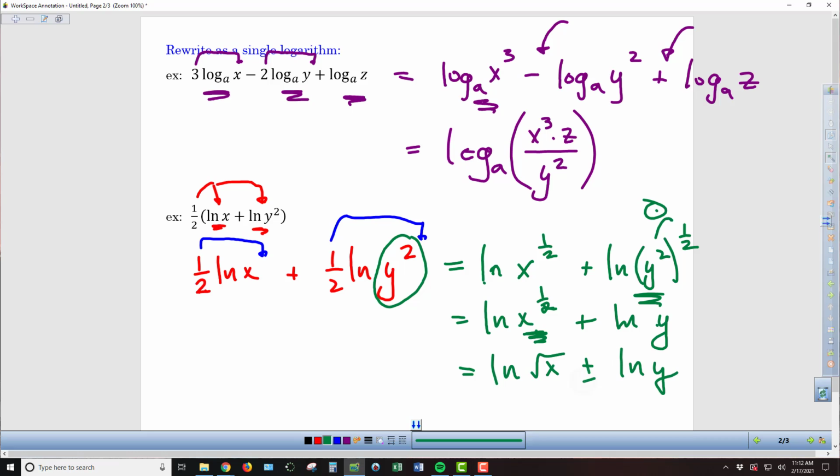And so now finally, since these are 2 logs that are being added together, I'm going to combine them into a single logarithm. So we're going to have the natural log of, and then inside the logarithm we're going to multiply those 2 pieces, root x times y, and then just being careful to make sure that that y is not underneath the square root symbol, only the x is.